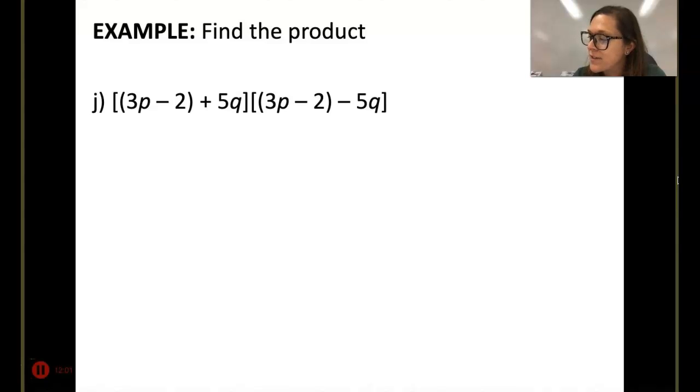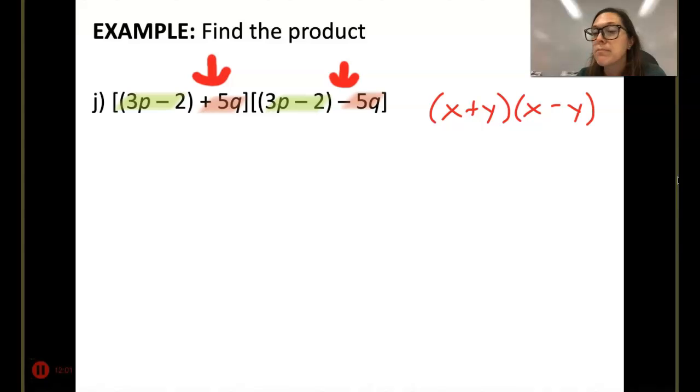Right now I have a difference of squares. I have my green plus my red, and I have my green minus my red. So that's my difference of squares. Notice I have a plus here and a minus here. And what happens when you have something like x plus y, x minus y? Remember, your middles cancel out and you're just left with x squared minus y squared.